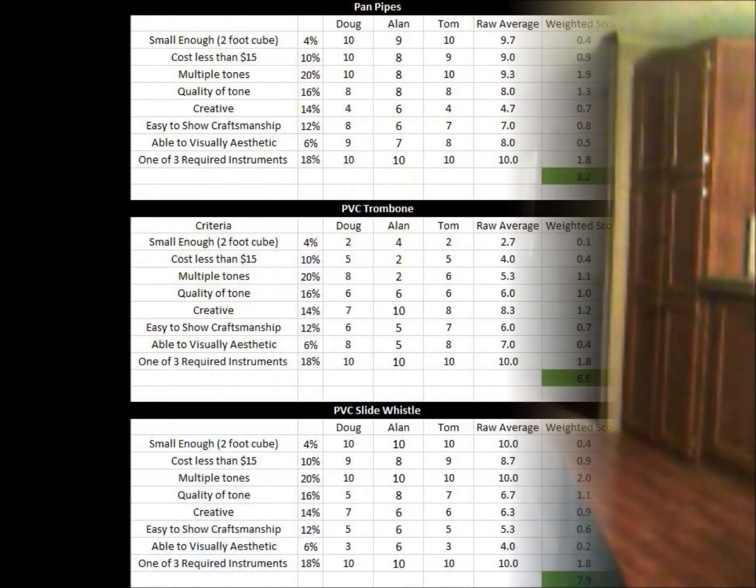The justification we used for each of our instruments was our decision matrix.